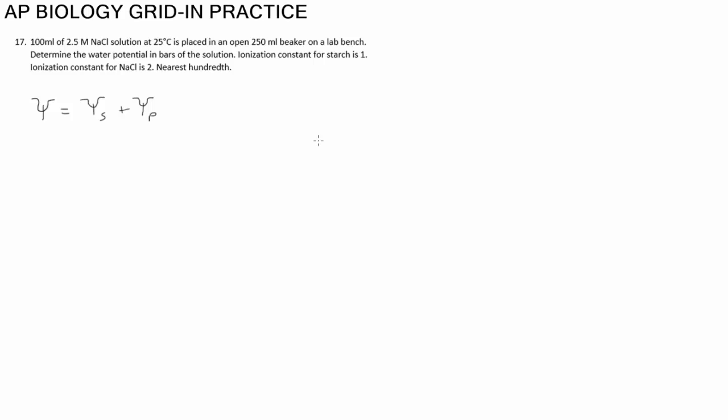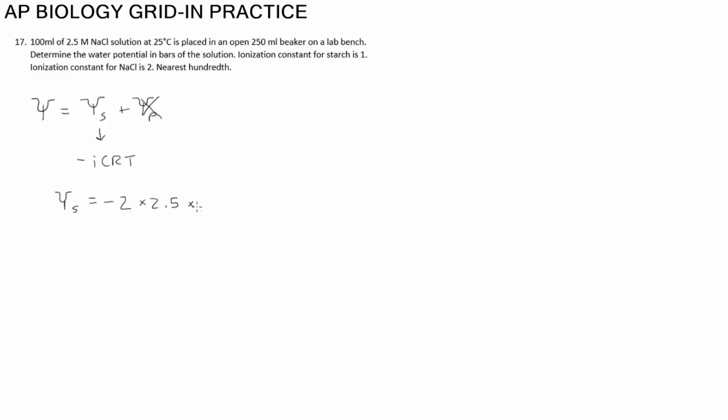We can simplify this right off the bat because by being in an open beaker, we know this is not a pressurized system, so there is no pressure potential. Therefore, we're just looking for the solute potential, which is given by the equation negative iCRT. I'm going to solve this one piece at a time and explain what those pieces are. So we have negative i, the ionization constant, which is given to us for salt as 2. C is the concentration, which is the 2.5 molar. R is our pressure constant.